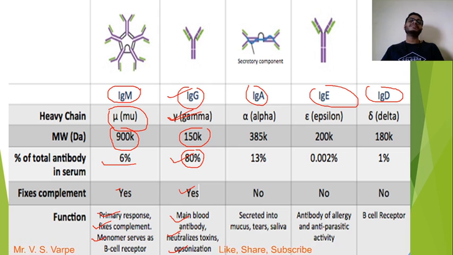Opsonization means antigens are easily identified because antibodies attach to them. They have a special type of receptor present on the surface.